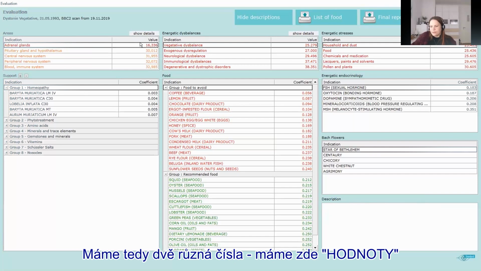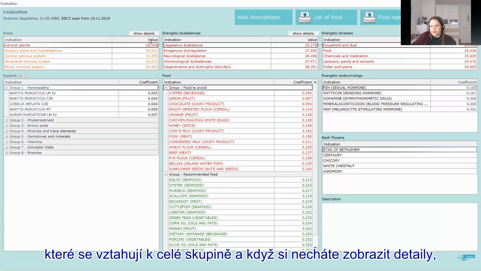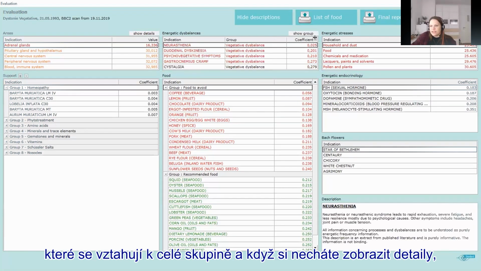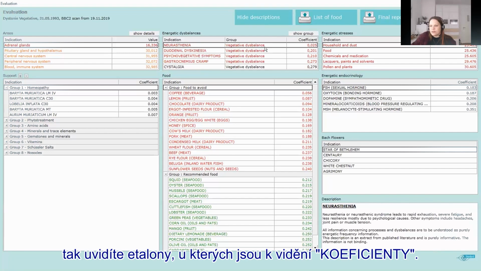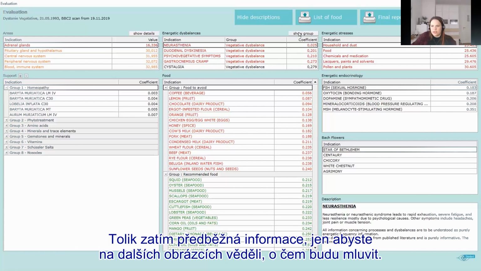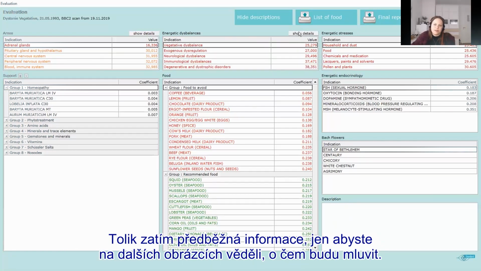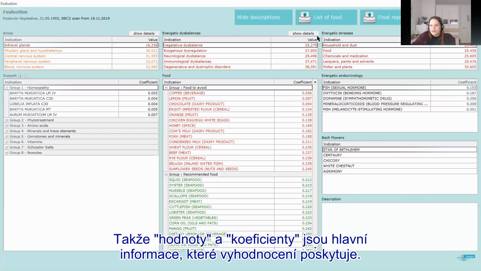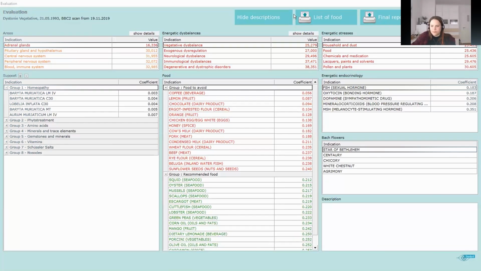So you have two different parts. You have the value, which is the value of the group. And when you show the details, you have in these groups different echelons, they are called, with the coefficients. So that you know what I'm talking about in the next slides: you have the value and the coefficient. These are the two basic pieces of information you get from the evaluation. Back to PowerPoint.